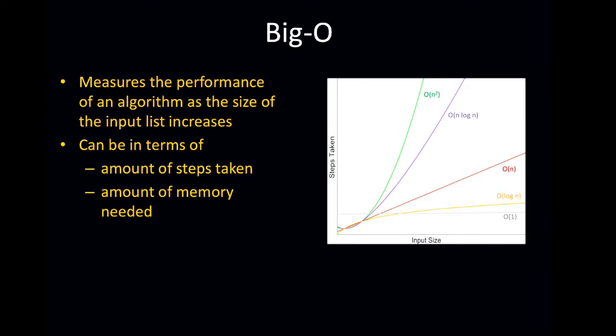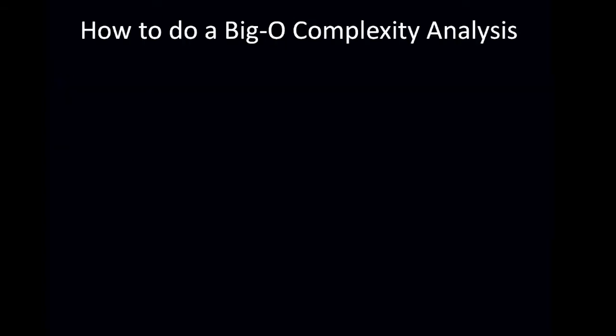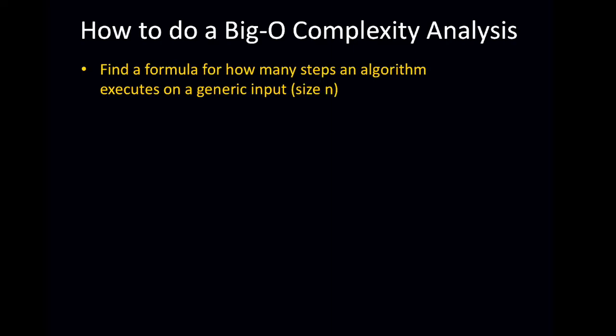So you can see in the visual, we have input size on the x-axis and steps taken on the y-axis. Each of these curves you can think of as plotting the number of steps a given algorithm took when the input size was x. Here is how you do a big O complexity analysis.